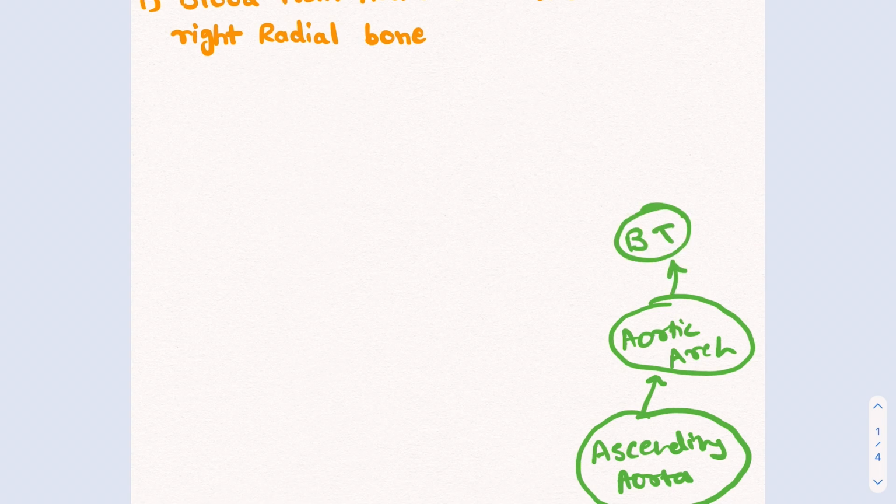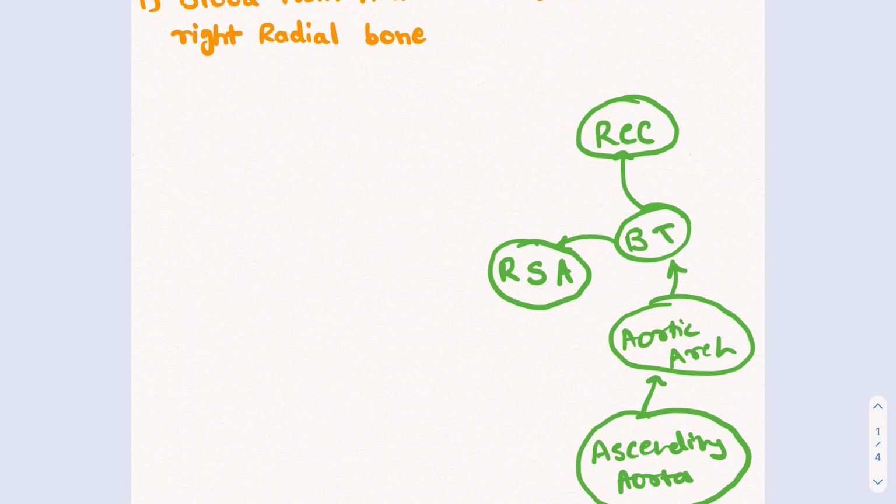Now, brachiocephalic trunk further on splits into two different arteries. One artery is basically going towards or to the brain, and that is the right common carotid, which splits into right internal carotid and right external carotid. But then brachiocephalic trunk also splits into right subclavian artery.